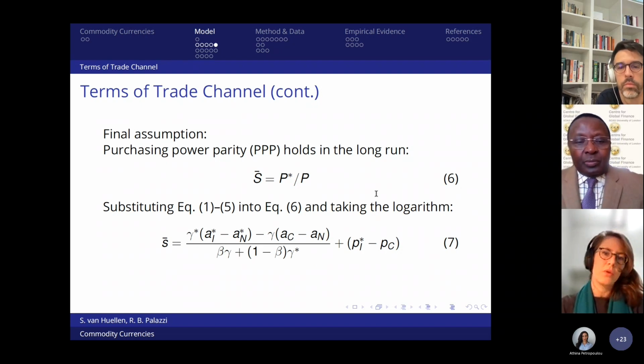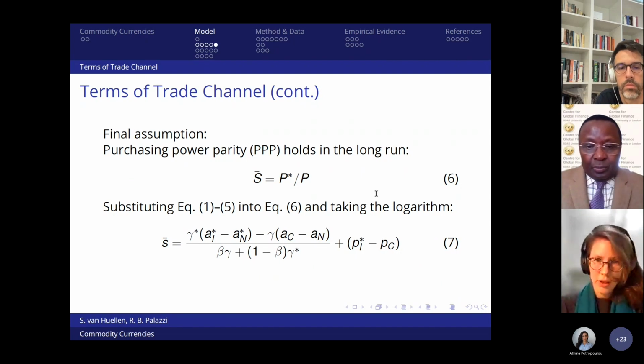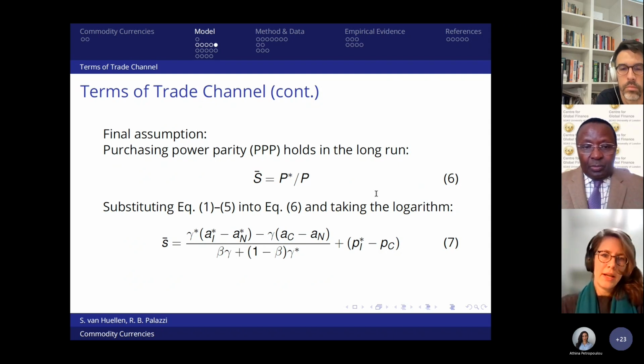So at least there is some sort of adjustment towards the long run. So this is assumed for now. This can be eased later on. Substituting all of this together and taking the logarithm means that in the end we do have a definition of our nominal exchange rate, which is defined by 2 different components.